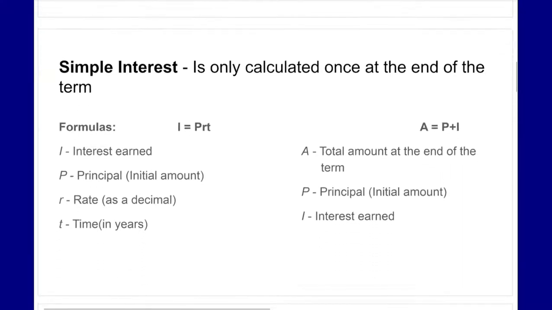Simple interest is only calculated once at the end of the term, and it's only focusing on the principal. In the formulas we see here, we've looked at these before. I equals PRT. I is the interest earned, P is the principal or the initial amount, R is the rate as a decimal, T is time in years. And if we want to figure out the total amount that we have, we would take the principal plus the interest and add them together. The second equation is almost more common sense compared to the first one.